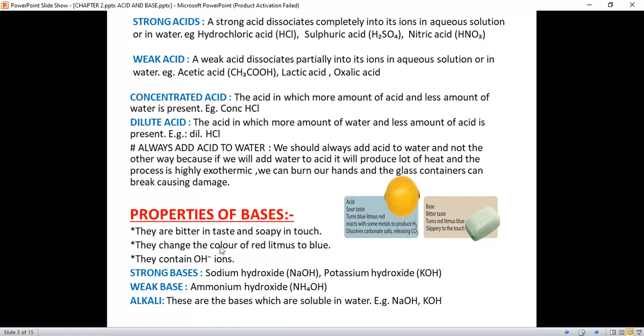Properties of bases. Different properties of bases we have also discussed. Bases are bitter in taste. They are soapy to touch. They change the color of red litmus to blue, and they contain OH minus ions. Example of strong bases we have seen, NaOH. Example of weak bases, ammonium hydroxide. And alkali, what is the definition of alkali? These are the bases which are soluble in water. Example, NaOH and KOH.